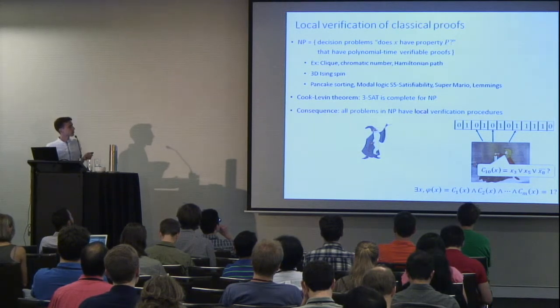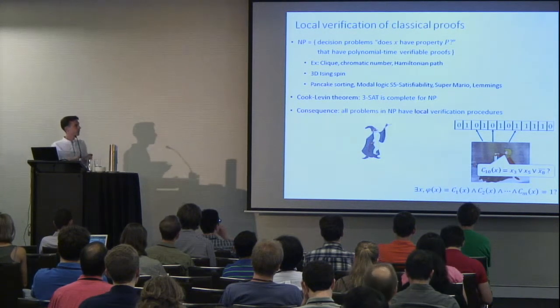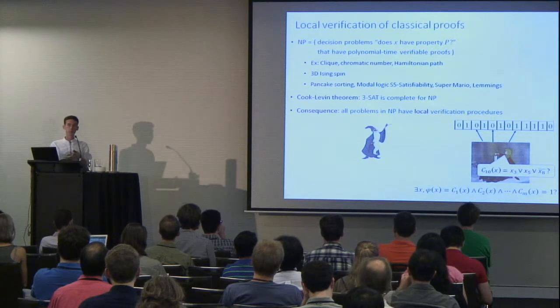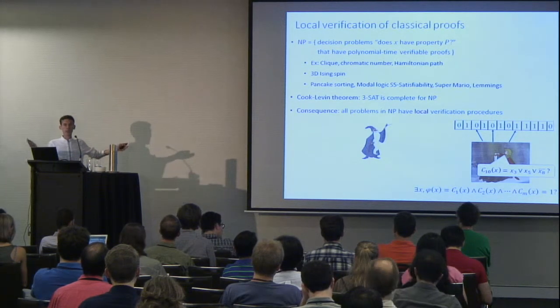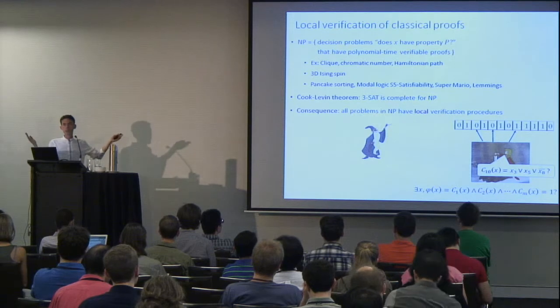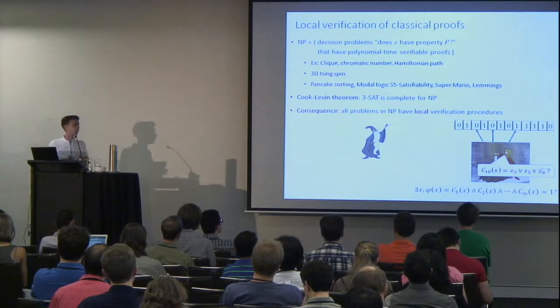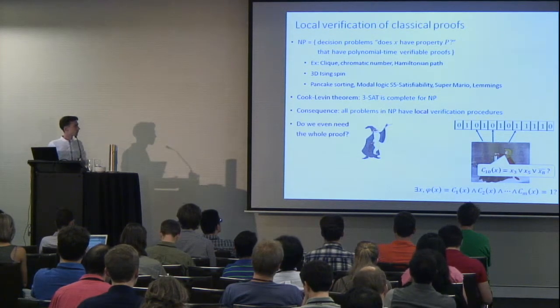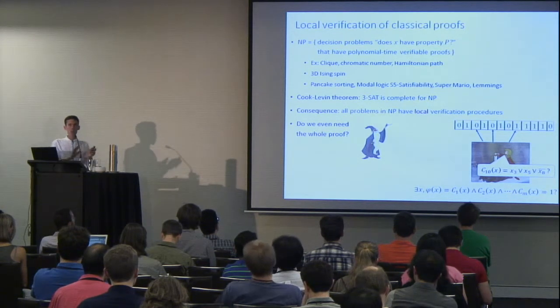Not really local, right? The sense in which it's local is that every check that you're making only requires you to look at 3 bits of the proof, but then you still need this whole proof to be there in principle, right? You have to physically store it somewhere and then query all these bits. So what if we try to make this into a completely local procedure?